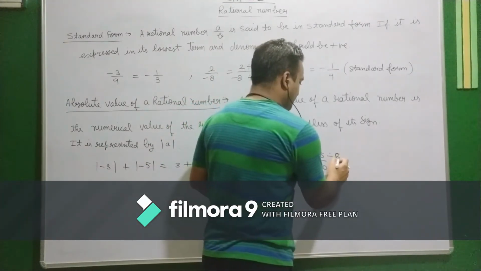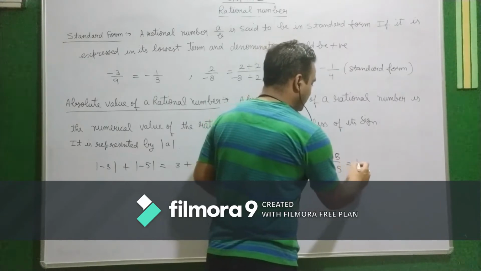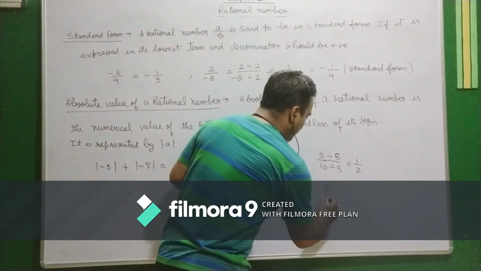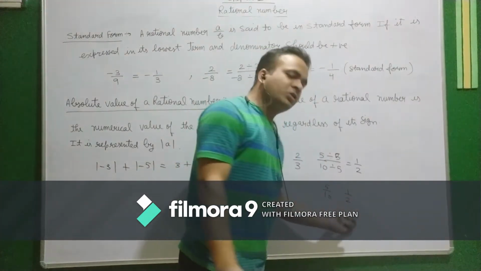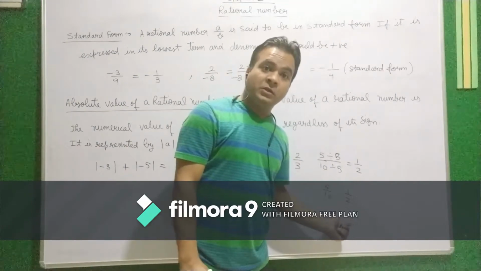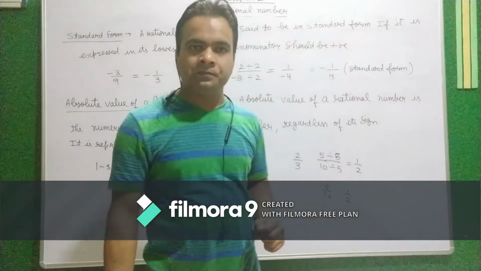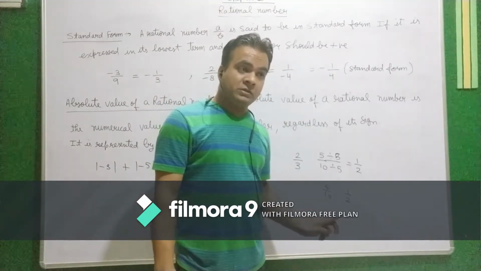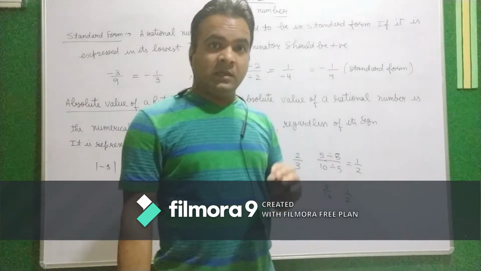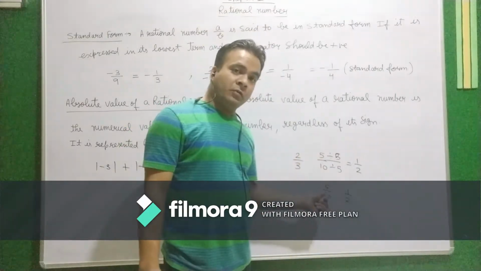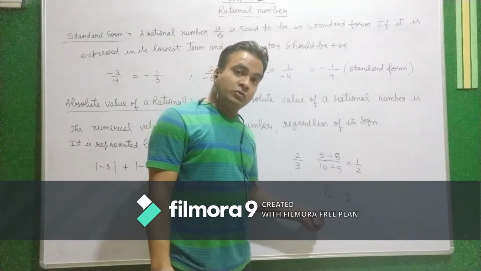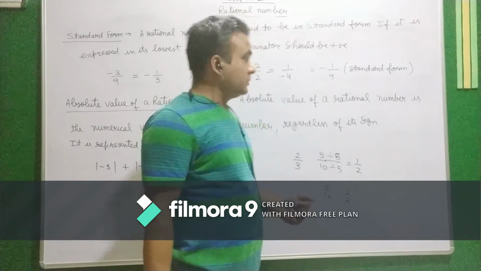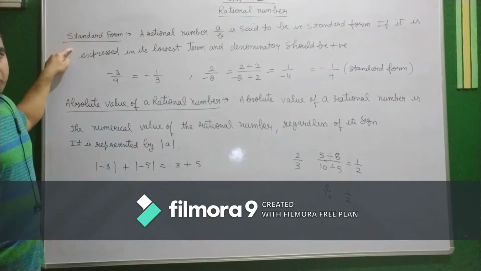It means we can divide it by 5, and finally we will get 1 upon 2. So we can say that 5 upon 10 and 1 upon 2 both are rational numbers, but 1 upon 2 is the standard form. 5 upon 10 is not the standard form. If any question is asked in the exams, like convert or find the standard form of 5 upon 10, you should always convert into the lowest form. Right? So this is actually the standard form.